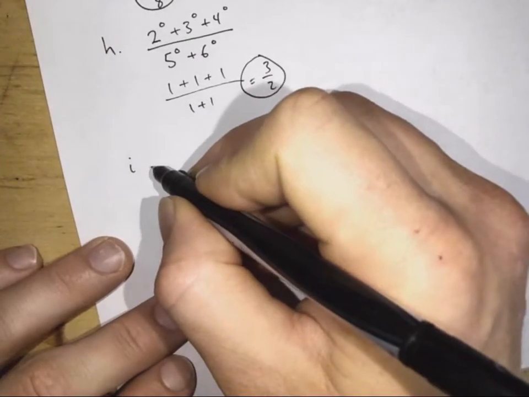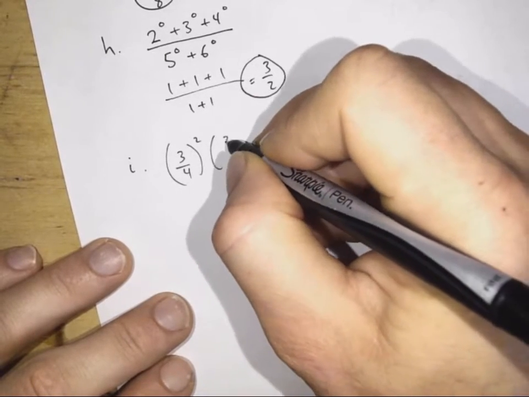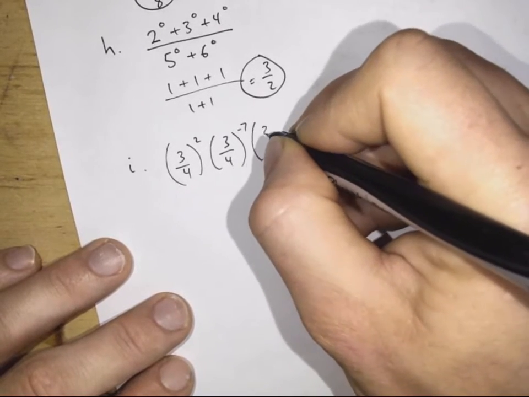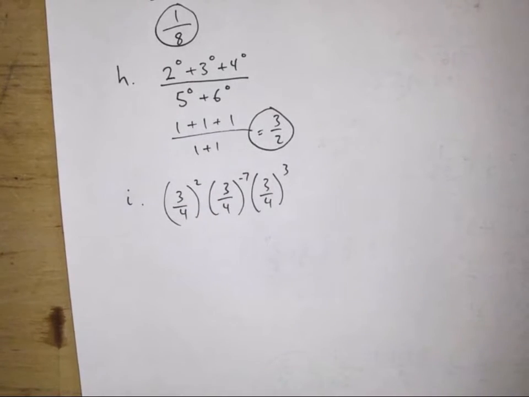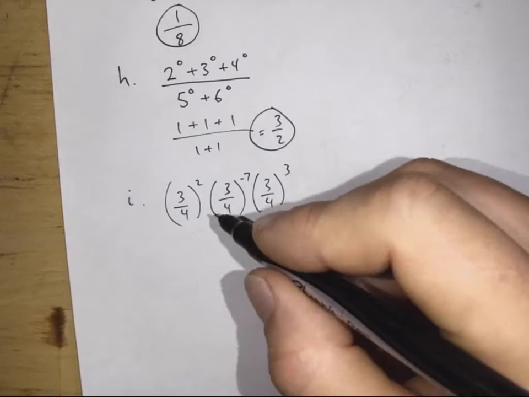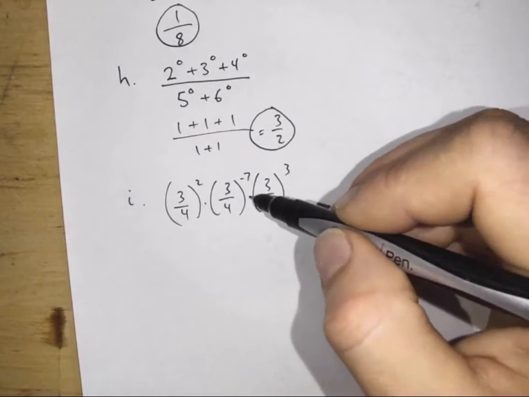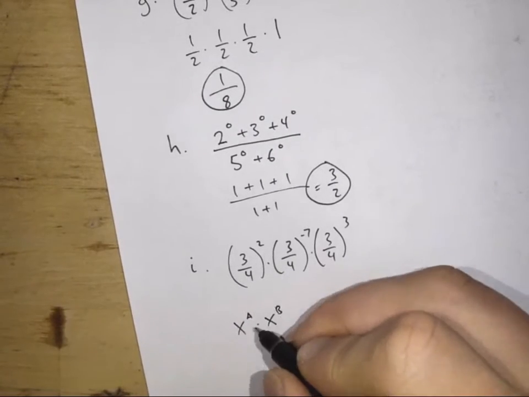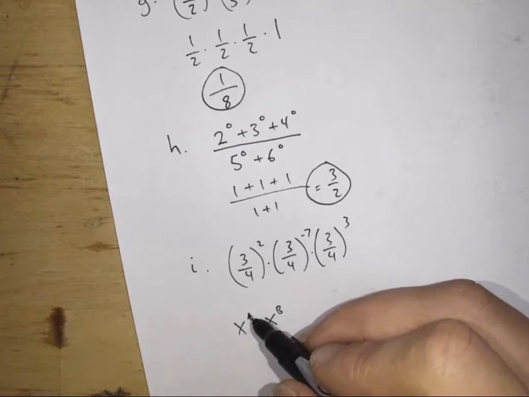Last one for question 1, we have 1i. It says we have 3/4 squared. We're going to multiply that by 3/4 to an exponent negative 7, and we'll multiply it all by 3/4 cubed. I can see a few different ways to approach this, but my first instinct is to think that these are all the same base. So I'm going to use my multiplication rule, which says that when I multiply any two powers with the same base, I just add their exponents. I'm just going to see what happens. I have a feeling it's going to simplify things a lot. All right, let's have a look.